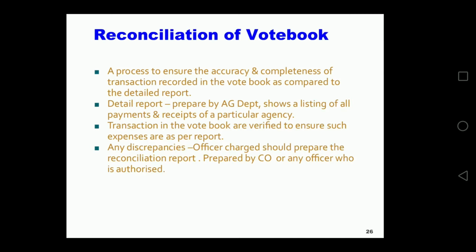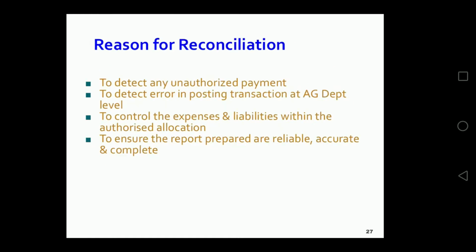Next, on the reconciliation of the vote book. Reconciliation of the vote book is a process to ensure the accuracy and completeness of transactions recorded in the vote book as compared to the detailed report. The detailed report is to be prepared by the Accountant General Department that shows a listing of all payments and receipts for a particular agency. Transactions in the vote book are verified to ensure such expenses are as per the report. For any discrepancies, the officer charged should prepare the reconciliation report. It will be prepared by the controlling officer or any officer who is authorized.